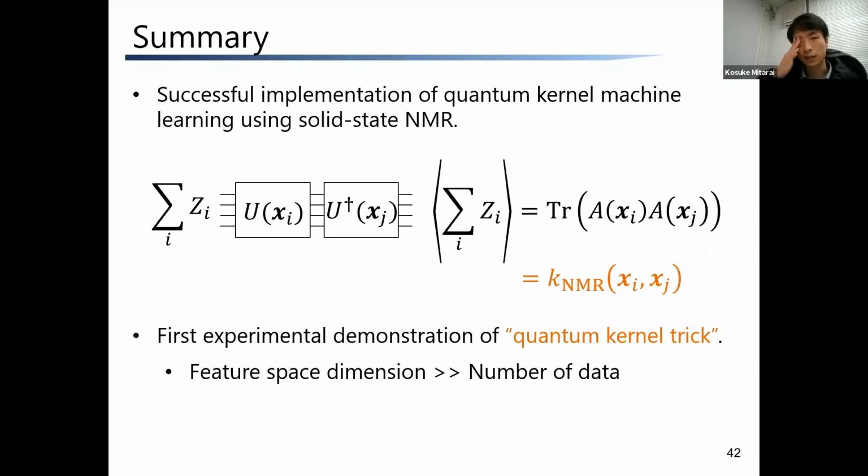So to summarize this experimental work, we successfully implemented the quantum kernel method using solid state NMR, and we utilized this kind of kernel where we map the summation z operator to a feature vector in operator space, and we use the inner product between the operators as a kernel.